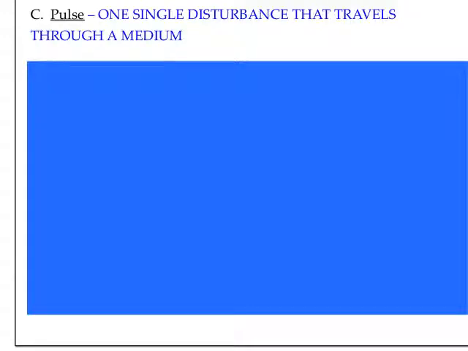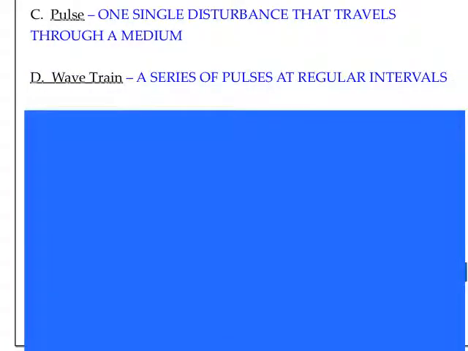So now we're going to have just some basic vocabulary. A pulse would be one single disturbance that travels through a medium. So if you snap your wrist once on a slinky, then you've sent a pulse down. Or if you are trying to make water waves and you just push in that water one time, that creates a pulse. A wave train is going to be a series of pulses at regular intervals.